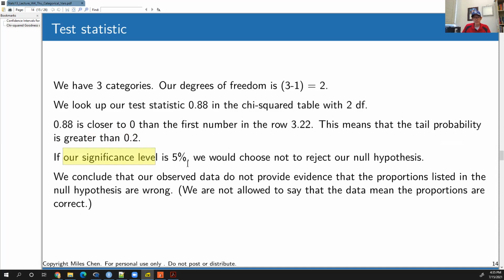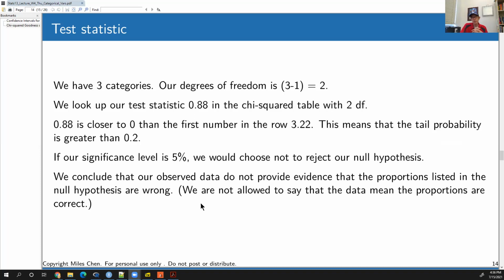If we choose a significance level of alpha equal to 5%, our p-value is greater than that, so we would choose not to reject our null hypothesis. And we would conclude that our observed data do not provide evidence that the proportions listed in the null hypothesis are wrong. So when you go out and count the things and get 46, 45, 106, and 49 or something like that, there's no discrepancy between what we observed and what we're expecting, right?